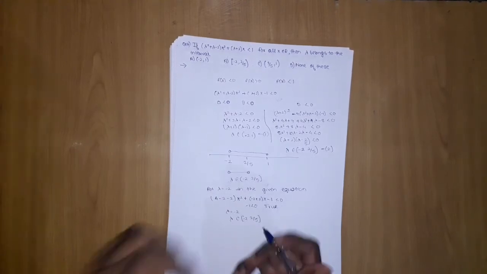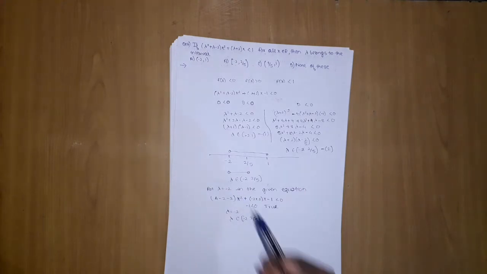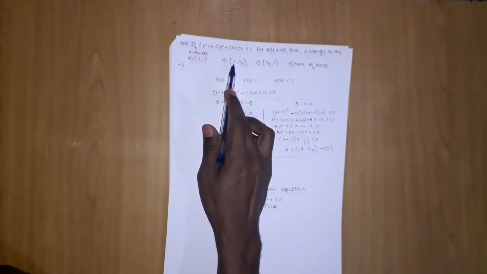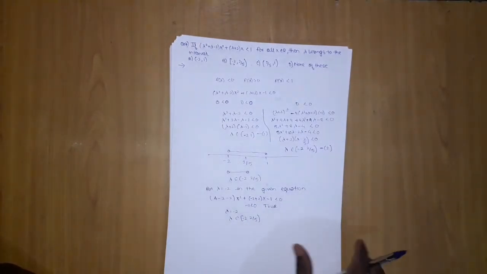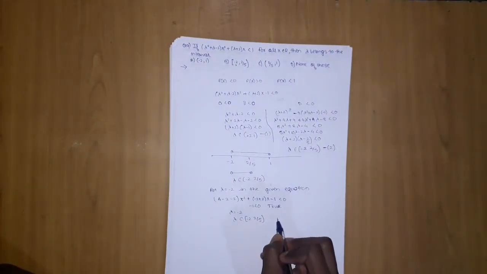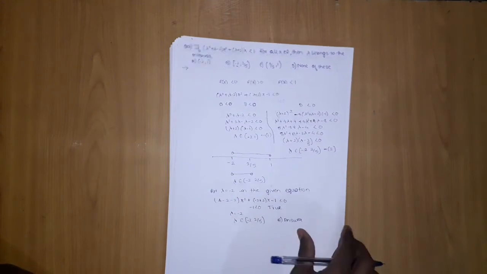If the option is there, just check this, because at some closed points they may satisfy the condition, so they may be included in the answer. Okay, so B is the answer. Okay guys, now moving on, question number 18.